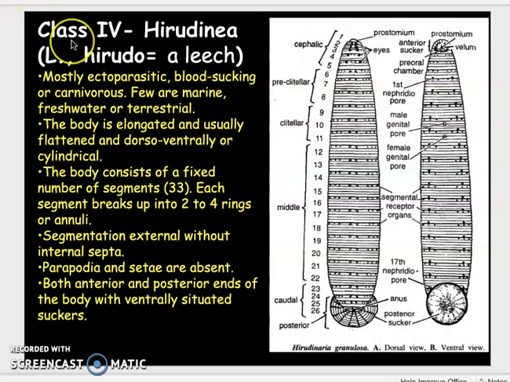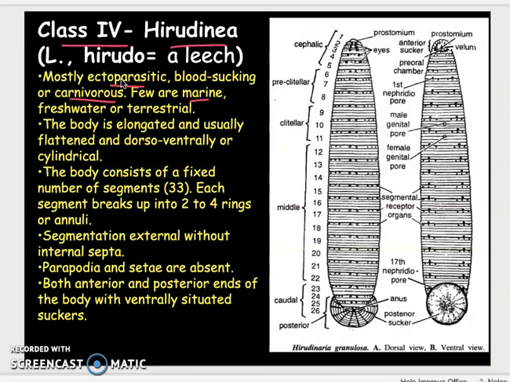Welcome back, students. We will just continue with the phylum Annelida. In this video lecture, we will be discussing class 5 of phylum Annelida. The name of the class is Hirudinea, and it is derived from a Latin word, Hirudo, meaning a leech. It is an ectoparasite, that is, a parasite seen outside the body of a host, and includes blood-sucking or carnivorous forms. There are a few marine and freshwater forms, and terrestrial forms are also present.